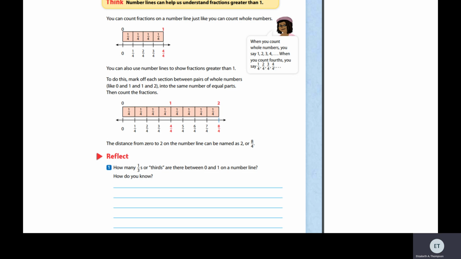I want you to do the reflect below. How many 1/3 or thirds are there between 0 and 1? I would like for you to pause the video at this time so that you can work this out on your paper.